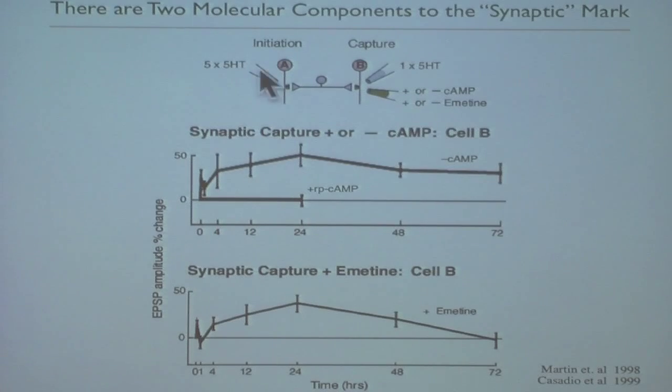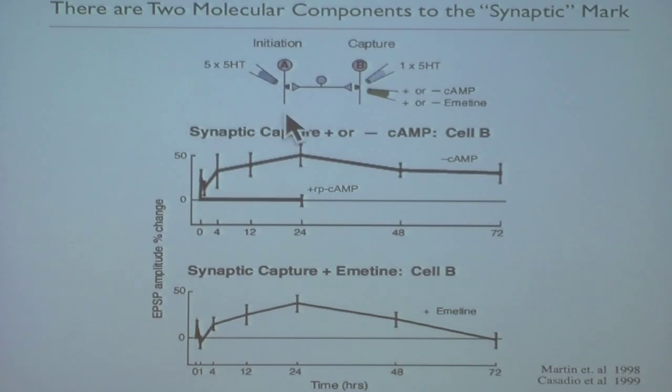She repeated the experiment, 5 pulses here, 1 pulse of serotonin here, given together with an inhibitor of the cyclic AMP-dependent protein kinase. When you do that, you have no facilitation whatsoever. It blocks the facilitation completely. She now repeated the experiment. She did something more clever.